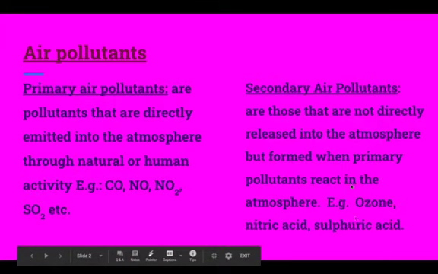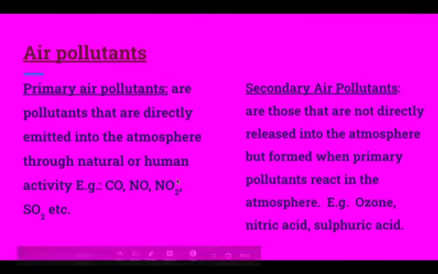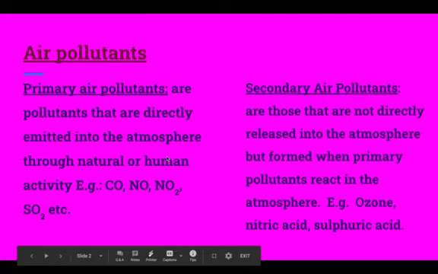Nitric acid and sulfuric acid are formed from primary air pollutants, because when primary air pollutants mix with the water vapor in the atmosphere, they get converted to the corresponding acids. And when it rains, these acids come down along with the rain as acid rain. So these secondary air pollutants are formed when the primary pollutants react in the atmosphere.